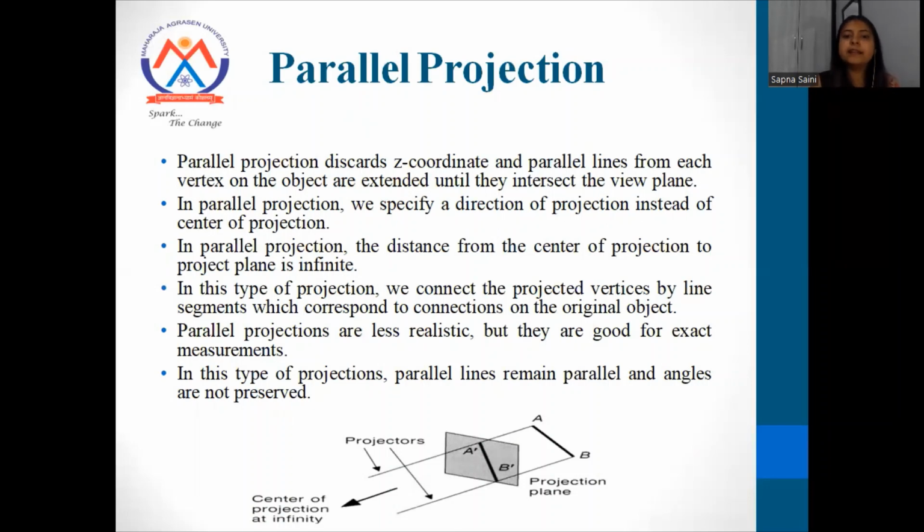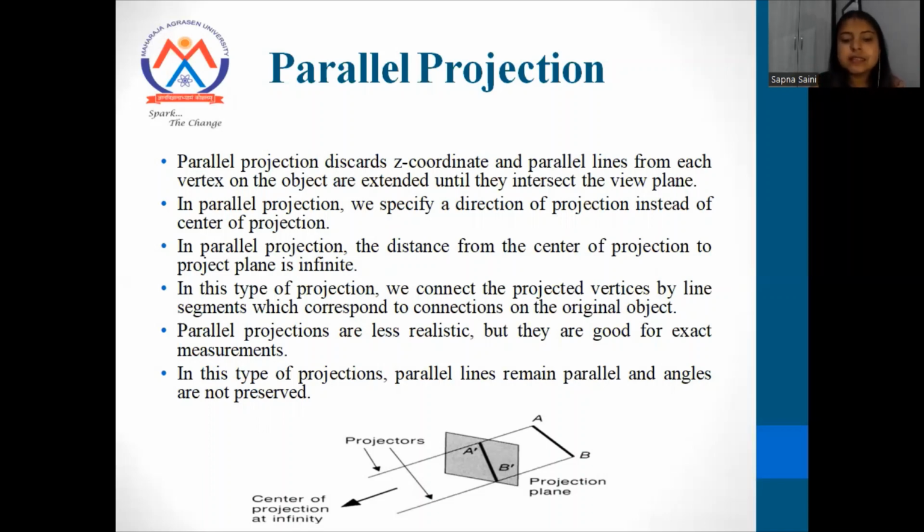Then we have parallel projection. Now, what parallel projection is? Parallel projection discards the z coordinate, due to which the 2D and the 3D objects appear to be in 3D. So we will discard that Z coordinate, and parallel lines from each vertex of the object are extended till they intersect the view plane. In parallel, we specify a direction of projection instead of center of projection.